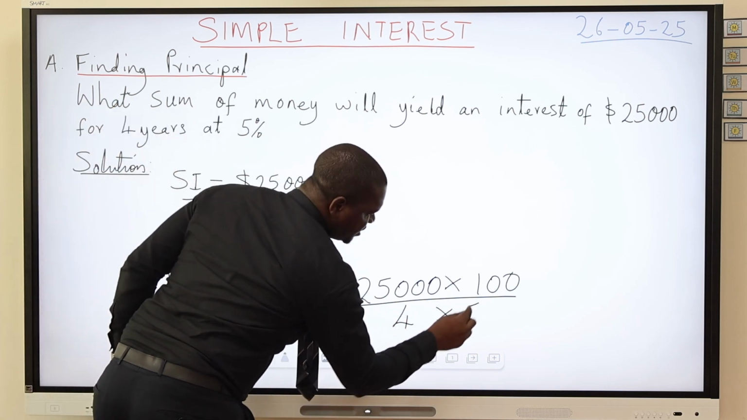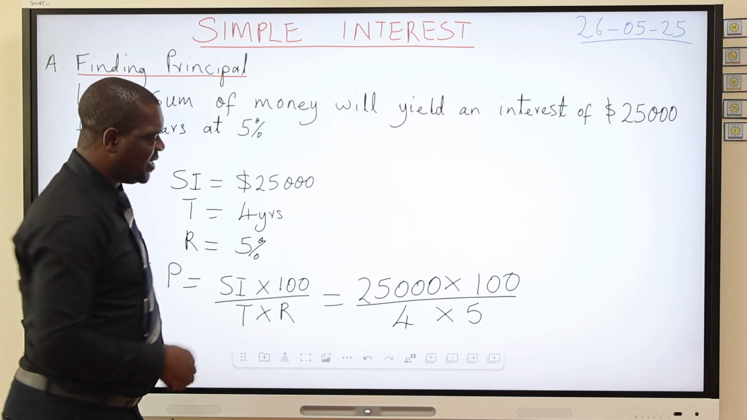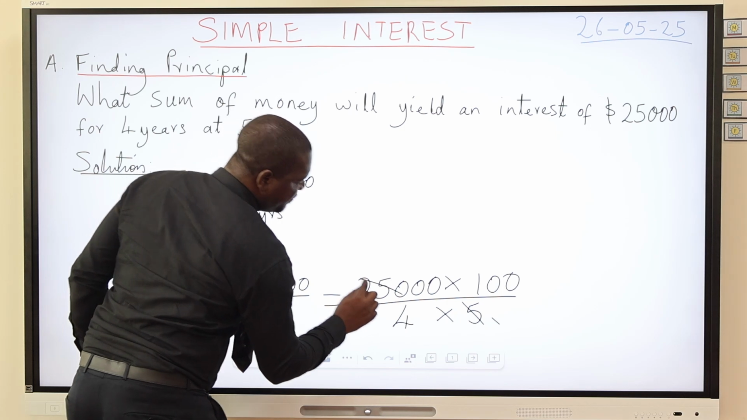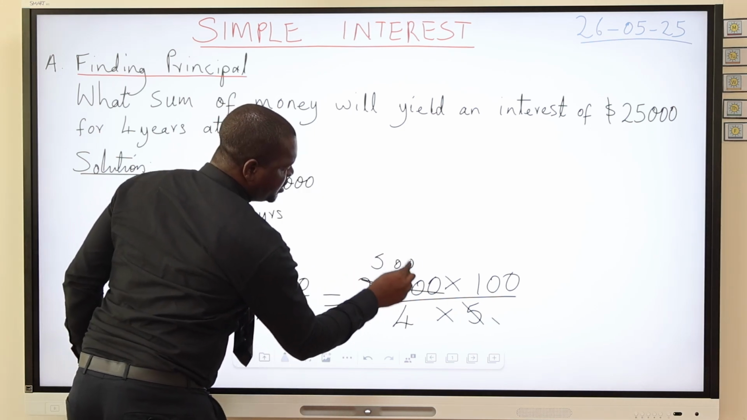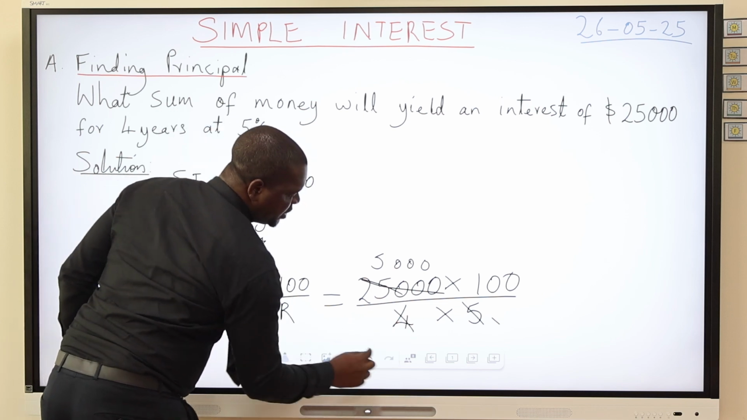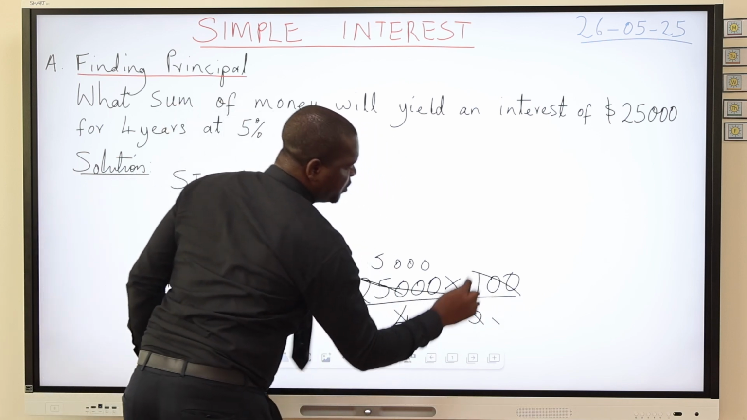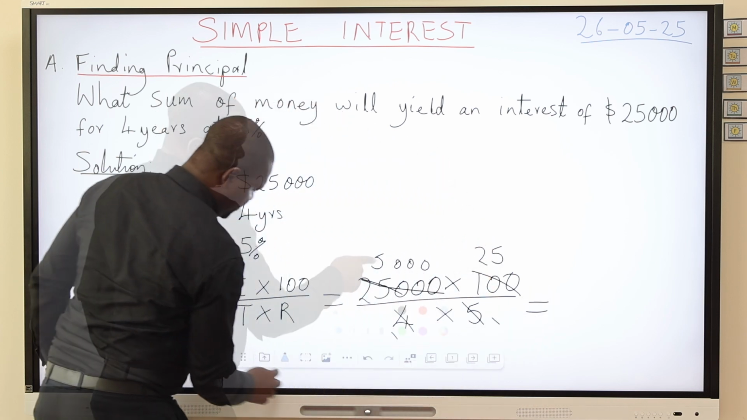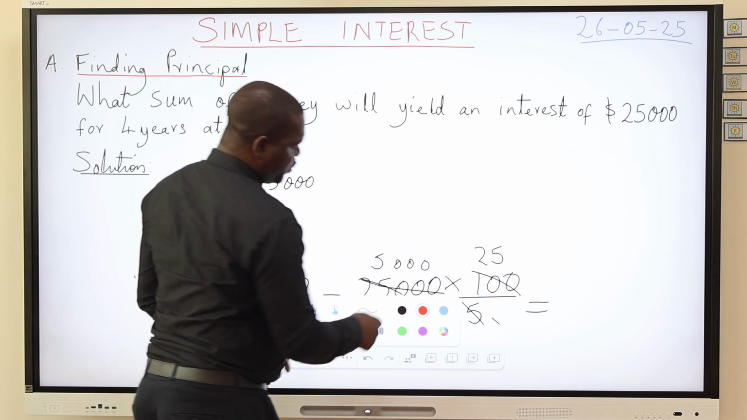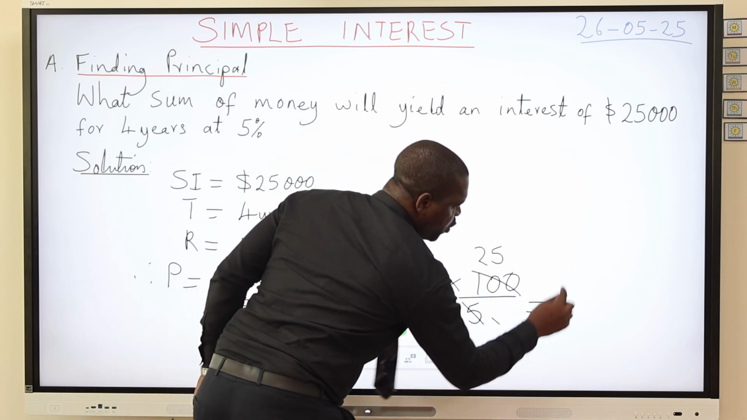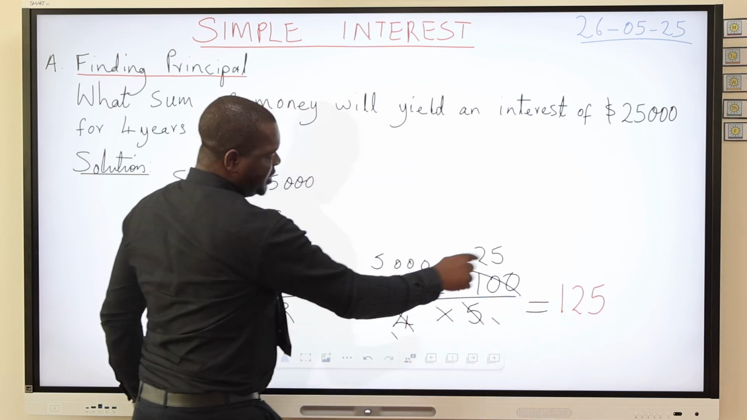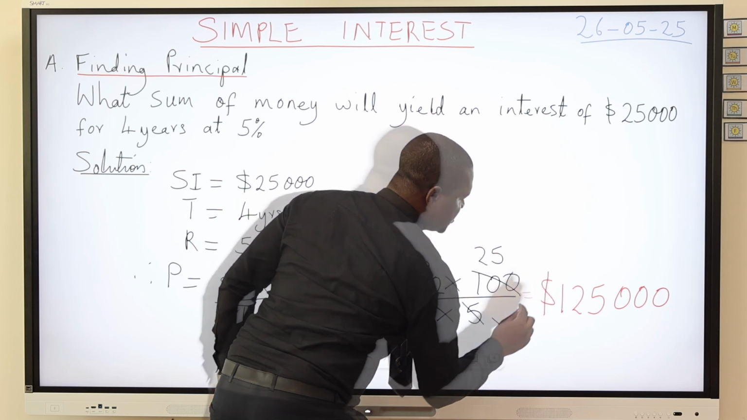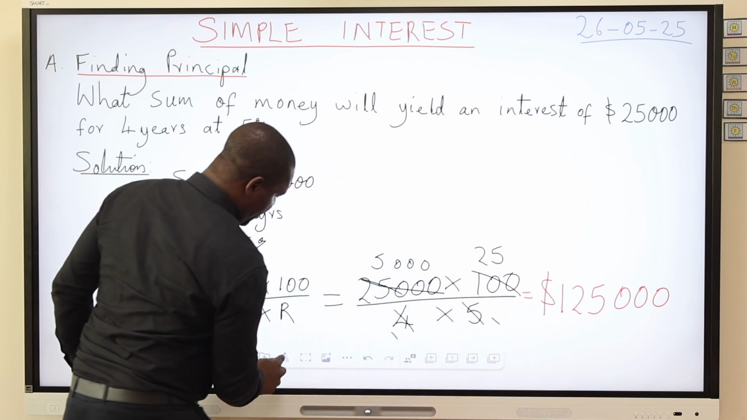Here we simply simplify, and 5 can divide itself one time. 5 can divide 25 5 times, and these 3 zeros will follow. 4 into itself one time, and 4 can divide 100 25 times. So we multiply across, and this will give us 5,000 times 25, or just say 25 times 5 is going to give us 125, and the zeros will follow. And your answer is in dollars. So this is our final answer.